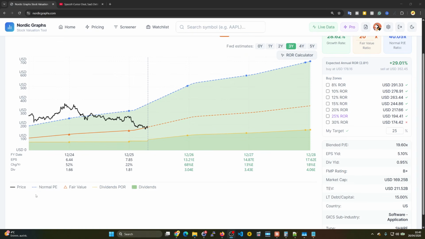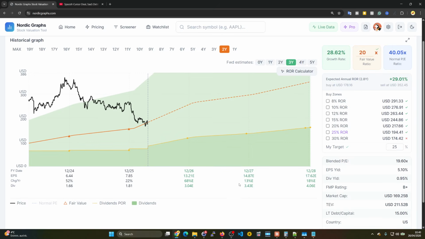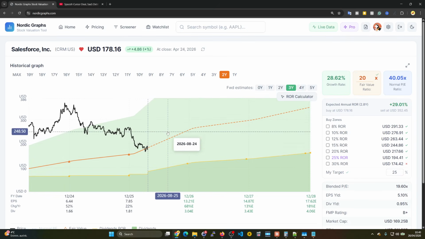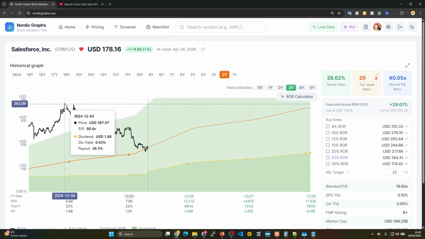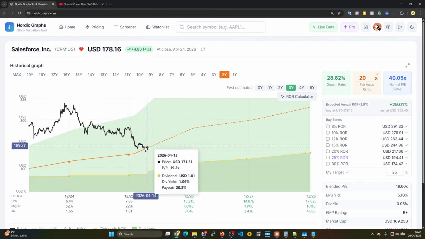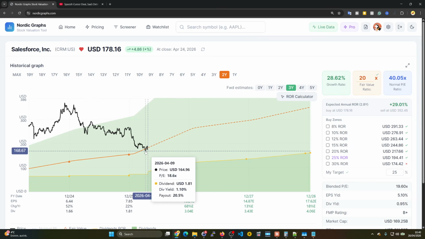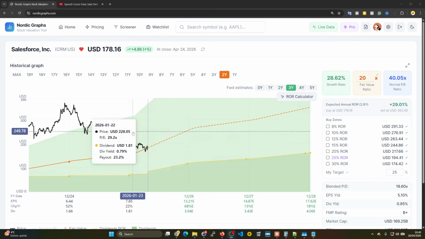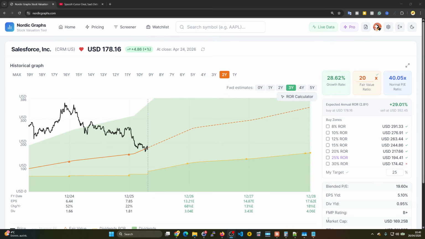We can also remove the normal PE line to use a bit more of the graph area, and we can see that the stock has come down from highs like $360 down to the current $178. It was as low as $164, so it's quite attractive at these prices, assuming the analyst estimates are correct.